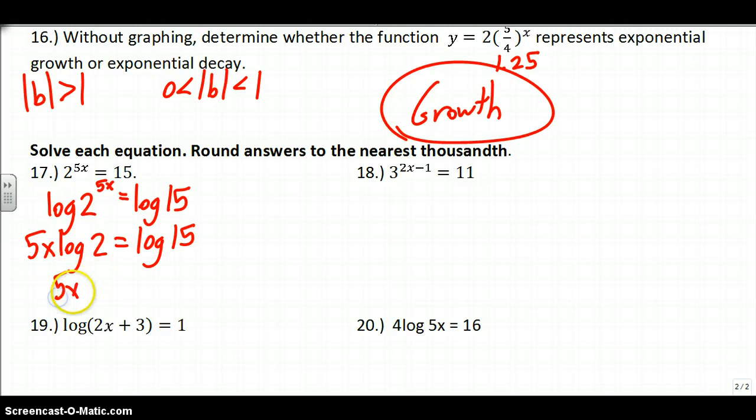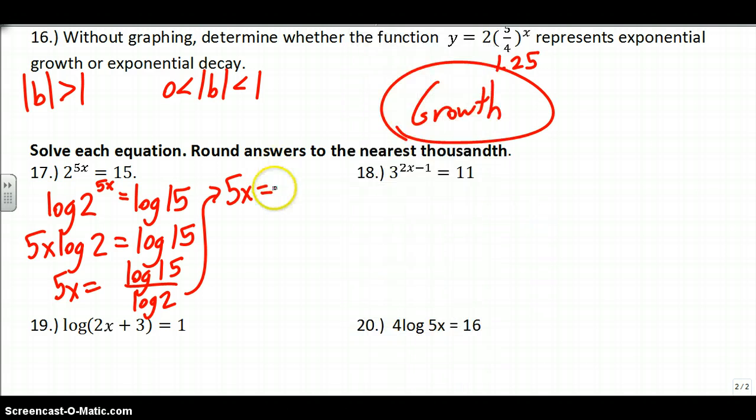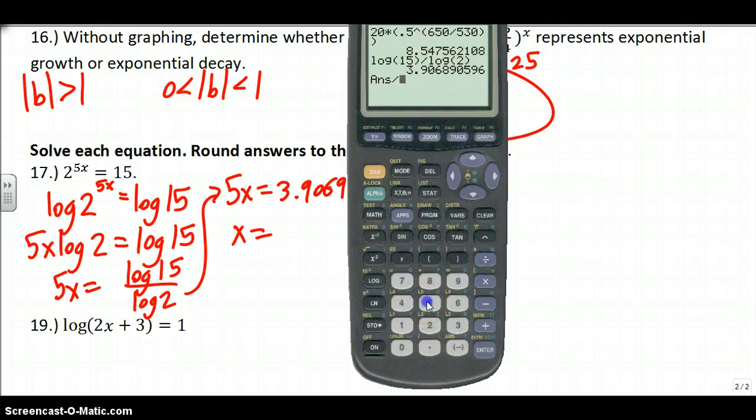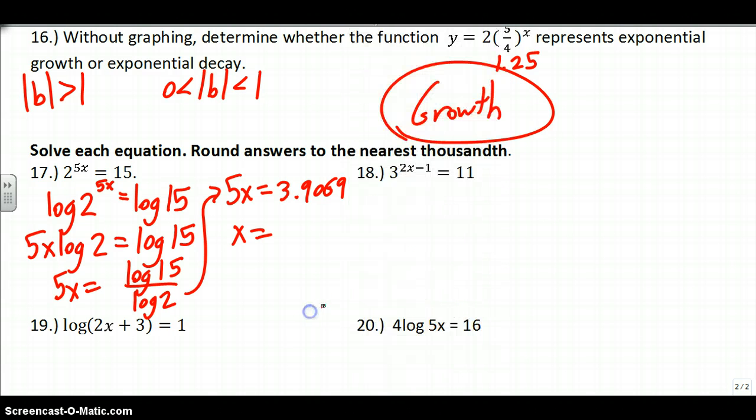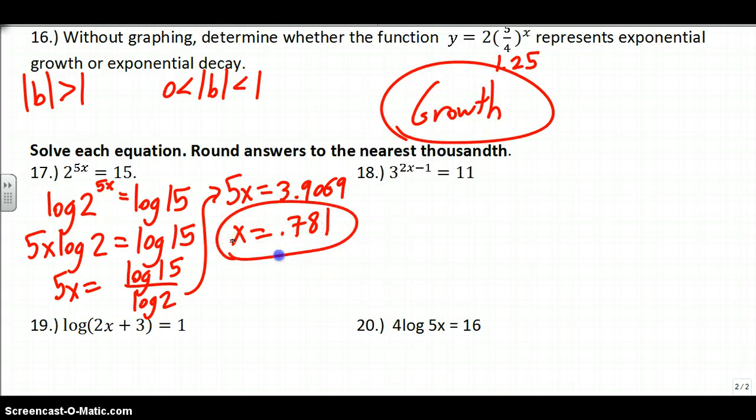We remember that the 5x comes out front. Then I can go ahead and divide both sides by log of 2. So I get 5x equals log of 15 divided by log of 2. I can use my handy-dandy calculator to figure out what that is. That's 3.9069. I might as well use 4 decimal places. And then you can go ahead and leave that in the calculator if you want. Just divide that by 5 now. Anyway, it says round answers to the nearest thousandth. So 3 places, that'd be 0.781. Okay. So there you go.